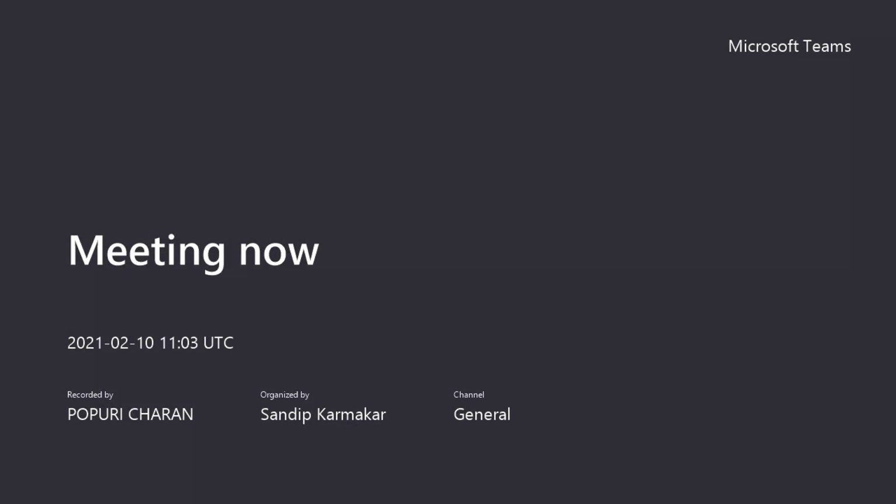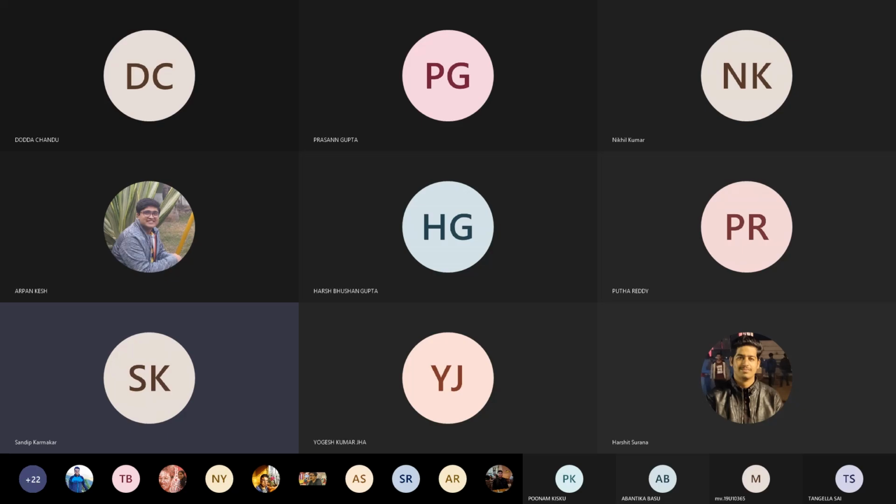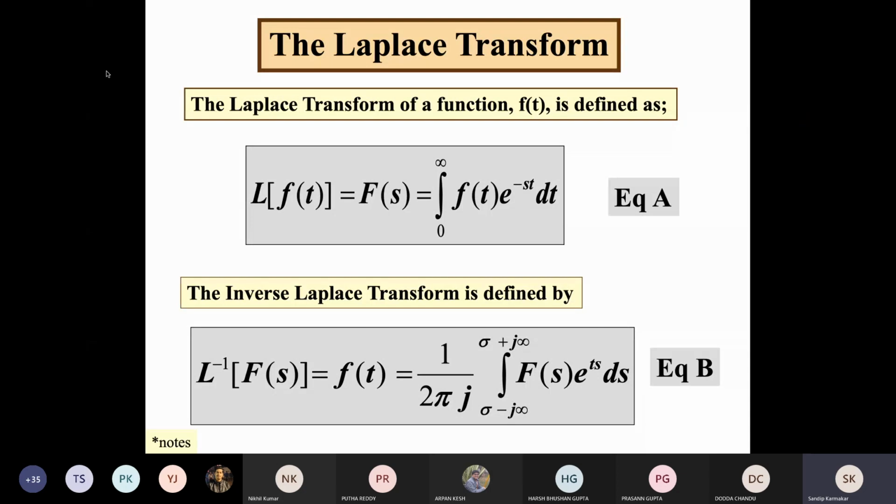The Laplace transform of a continuous function f(t) is defined as the integral from 0 to infinity of f(t) e^(-st) dt. The inverse Laplace transform is defined by L inverse F(s) equals f(t) equals 1 by 2 pi j, integral from sigma minus j infinity to sigma plus j infinity of F(s) e to the power ts ds. We didn't see the inverse Laplace transform equation earlier, but note that this is the inverse Laplace transform equation.